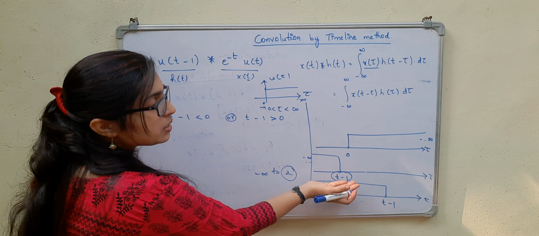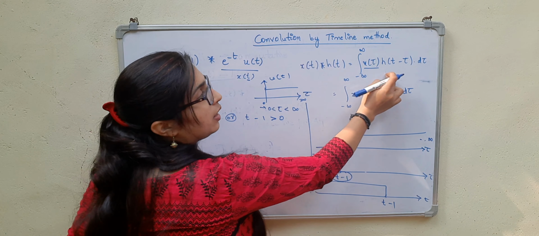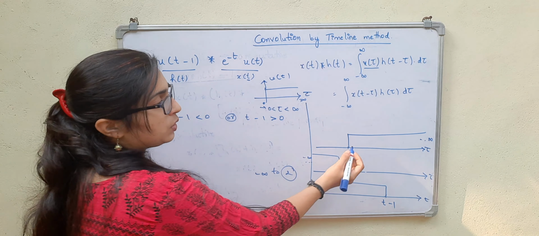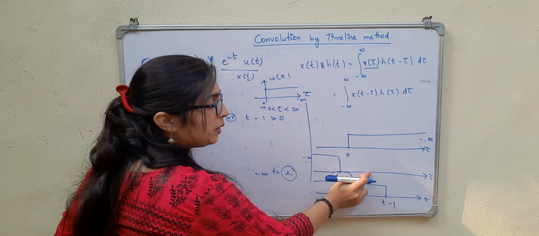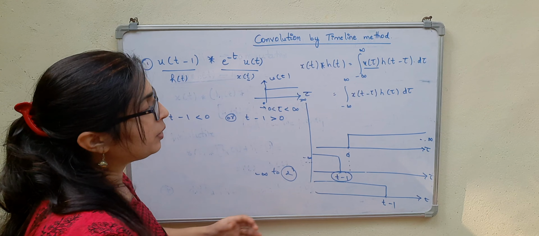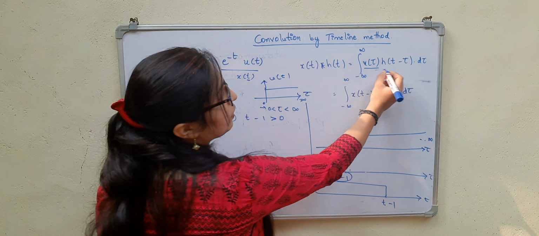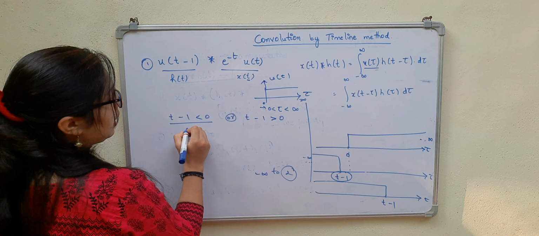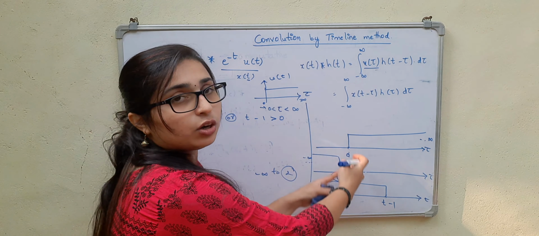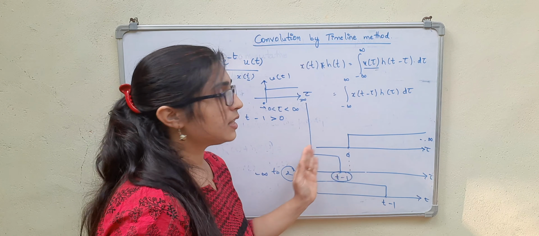Now for t minus 1 less than 0, what happens is, see, in the convolution integral we are going to multiply x of tau and h of t minus tau. So this is your x of tau, this is your h of t minus tau. If I multiply these two signals, we do not have any common area, right? So this multiplication will be 0 now. So for t minus 1 less than 0, your y of t will be equal to 0 because it is not overlapping. There is no overlapping region here when t minus 1 is less than 0.